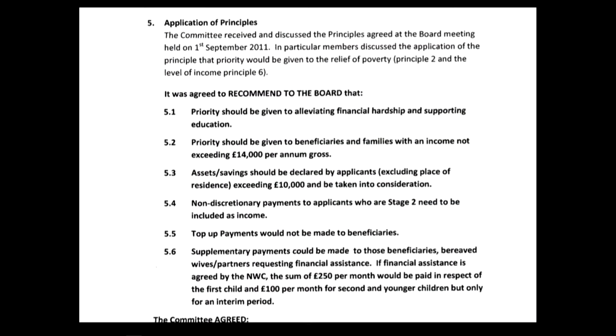And then 5.2, priority should be given to beneficiaries and families with an income not exceeding £14,000 per annum gross. Does that, as far as you can recall, mean both the infected community, or sometimes called primary beneficiaries, and the non-infected community? Both. And I'm sure as we will discuss, that £14,000 figure, when it came to actually looking at real life applications, which we haven't seen at this stage, didn't ever really get applied, except in limited circumstances. And to understand that £14,000 figure is a household figure, household income. That is, I think, a household figure, yes.